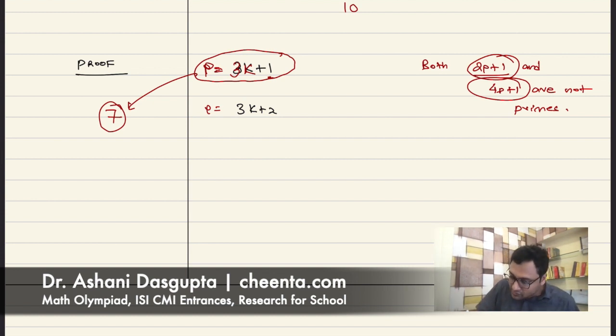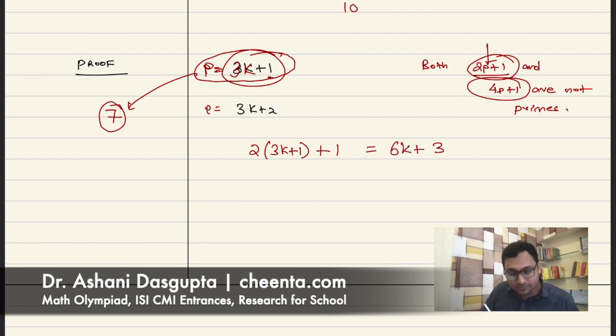How do we do that? Well, let's apply it directly. Let's replace p by 3k plus 1. See, we are replacing by the form, the structure. So it is 2 times (3k plus 1), which is 6k plus 3, right? You multiply it out as you normally do, and you add and simplify. And the second one is 4 into (3k plus 1), which is 12k plus 5.